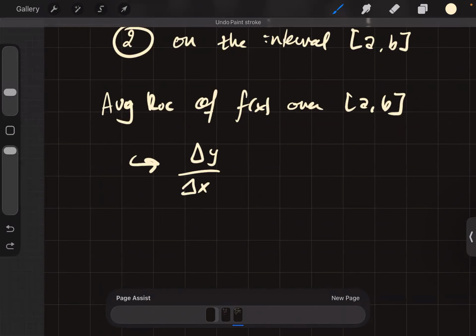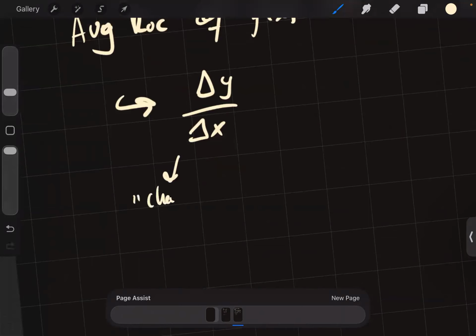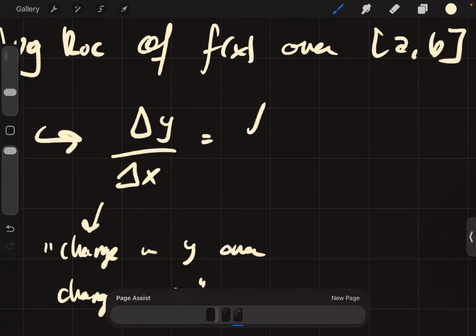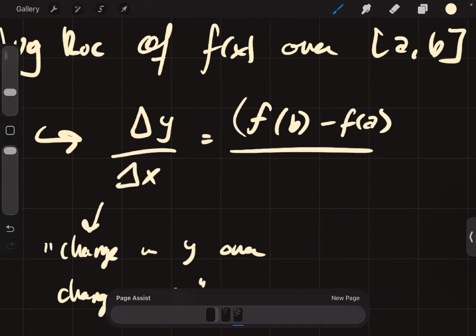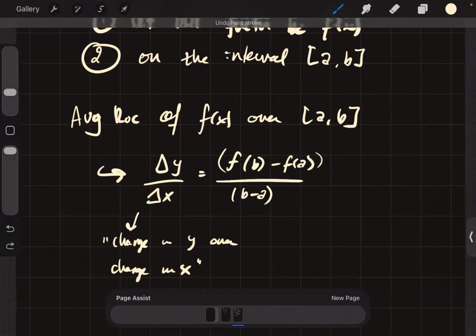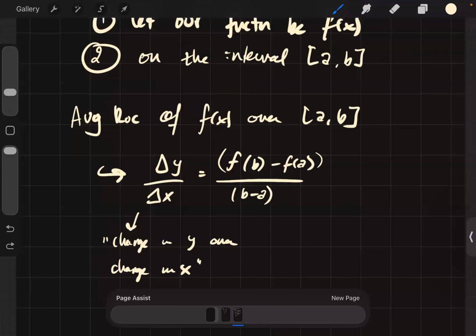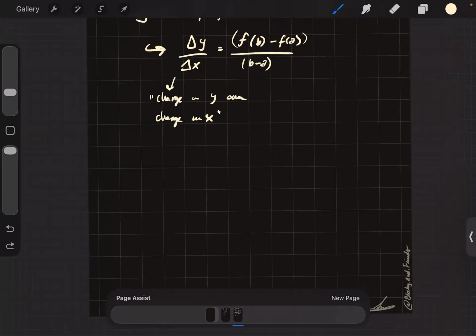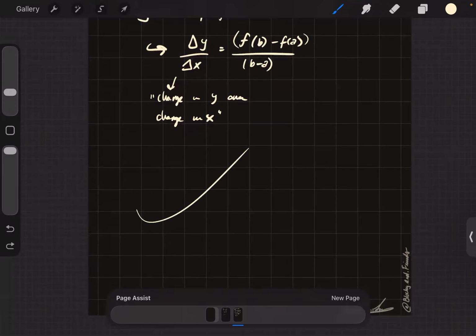These triangles are called deltas. This can be read as change in y over change in x, basically rise over run. And it's going to be defined as f of b minus f of a all over b minus a. Obviously, it has to be defined at a and b, or else you can't do that. And it's a great way of approximating slope of different functions over some interval.